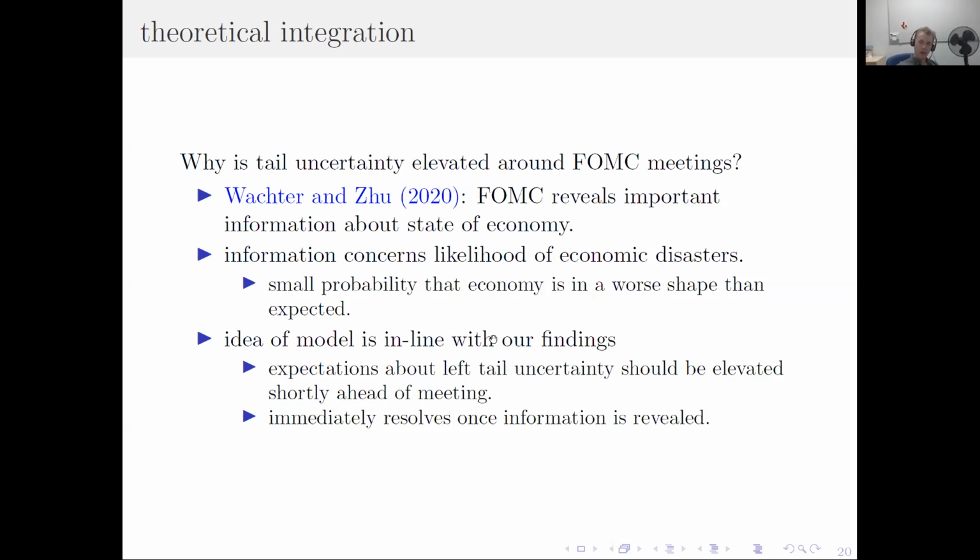And what we find is basically in line with this, right? So our left tail uncertainty indicator is definitely connected to the chance of disasters, right? It spiked in '08 and for the sovereign debt crisis in Europe. And it should then be logical that expectations about this left tail uncertainty measure should be elevated shortly ahead of the meeting and then resolve once the information from the announcement or from the Fed is revealed to the public. So this seems to be in line with this.